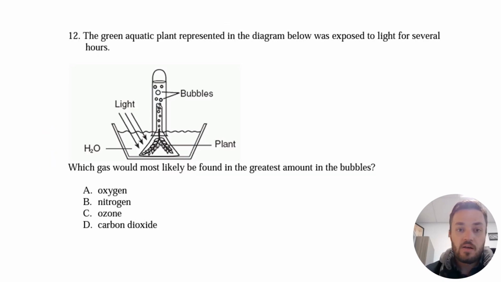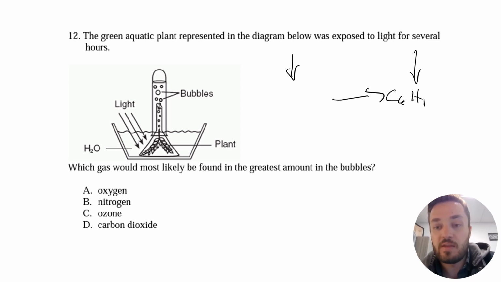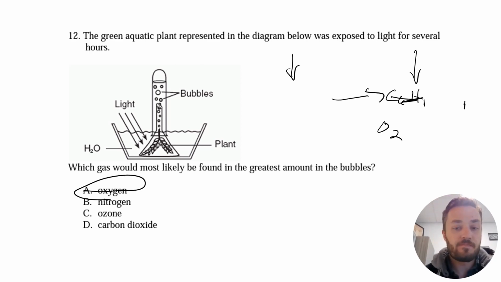Okay, let's do one more. The green aquatic plant represented in the diagram below was exposed to light for several hours. Which gas would most likely be found in the greatest amount in the bubbles? Well, I know that during photosynthesis, there are reactants, right? This is the formula. We have reactants there and products here. The products of photosynthesis are going to be the sugar, C6H12O6, which is not letting me write there for whatever reason, the sugar. And the other one is oxygen. So since I know it's making oxygen as a product, I'm going to go ahead and say oxygen.